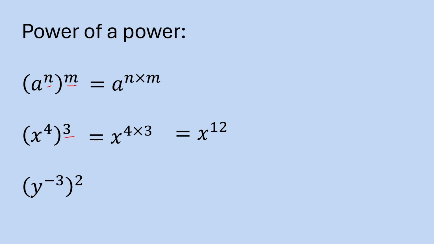Next example: y raised to negative 3 in the bracket to the power of 2 is equal to y raised to negative 3 multiplied by 2. Answer is y raised to negative 6.